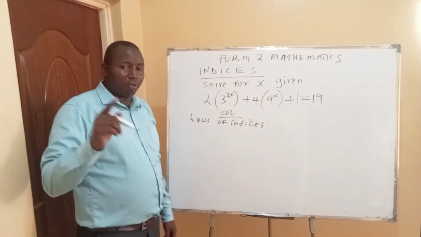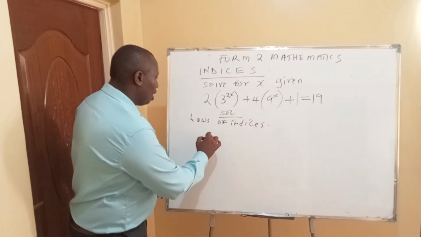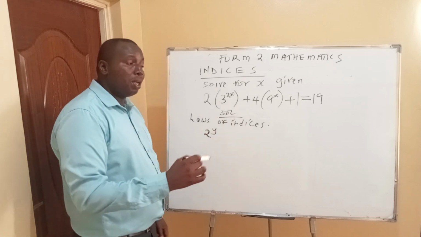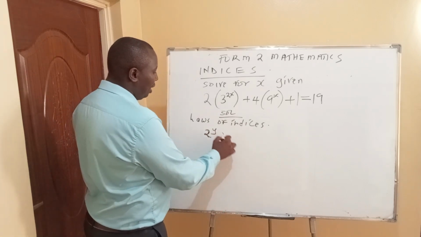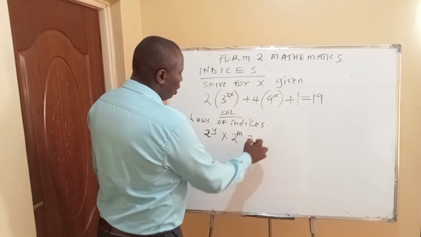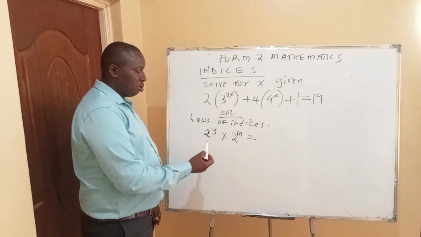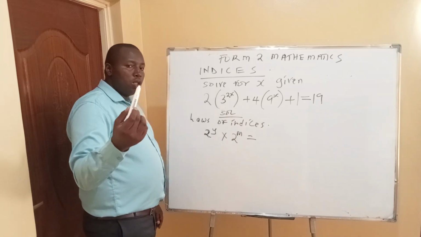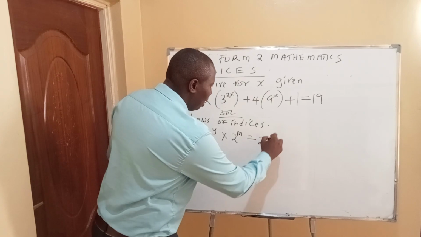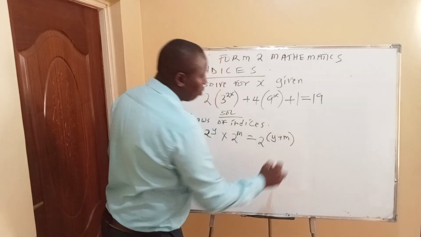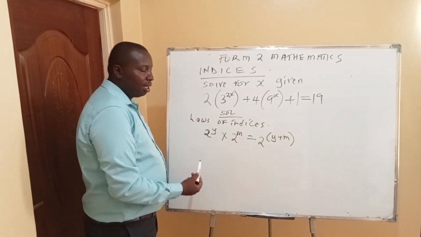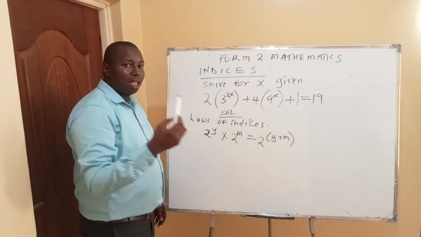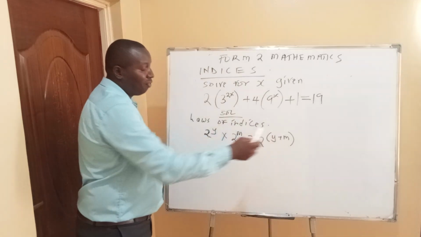Now, on the rule of multiplication of indices, you are given two numbers, you are multiplying two numbers with the same base: 2 to the power y times 2 to the power m. So rule number one for indices is this one. When you are multiplying numbers with the same base, you put them under the same base and then add their powers. That is rule number one. If you are multiplying, check here whether you are multiplying any. There is nowhere you are applying the rule of indices for the first row.